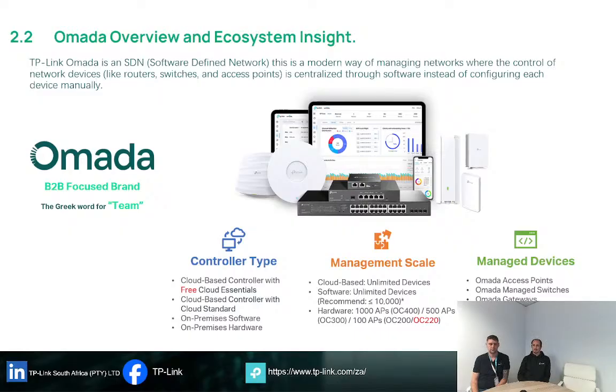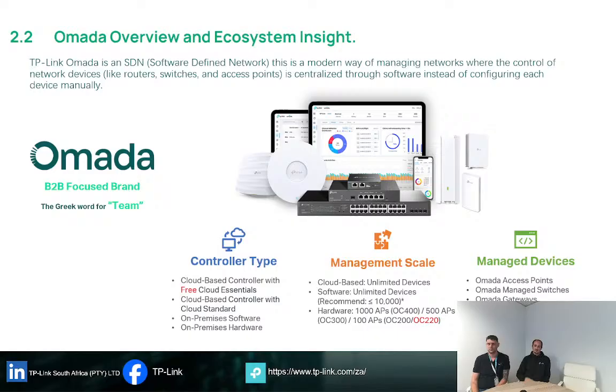Then we also have on-premises hardware. This is basically just a hardware device that is connected up to the network, and from there you can do essentially the same as what you can do with either the software or with the standard cloud controller. On the management scalability, cloud-based is unlimited devices, on both the Essentials and the Standard. On the software, unlimited devices, but we recommend under 10,000 devices because it is dependent on the hardware of the PC or the server that you're running it on.